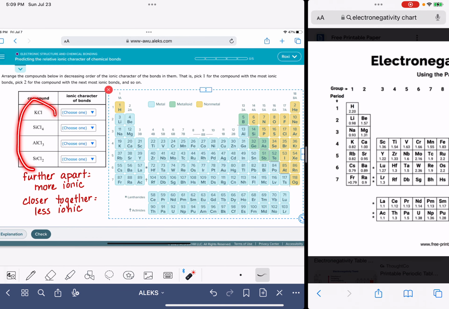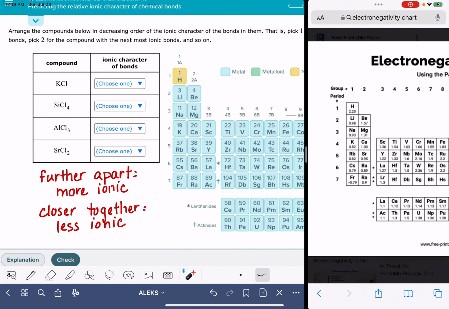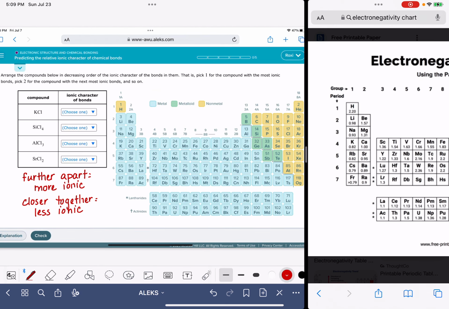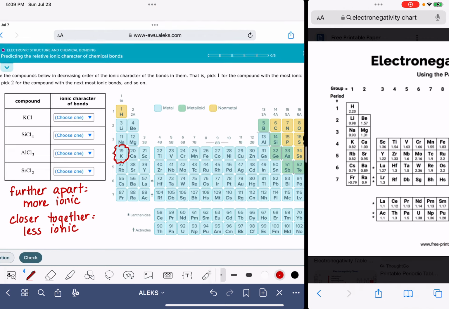And when you look at the four compounds that you're comparing, you're going to notice that all four of those compounds have one element in common. So for me, all four of my compounds have the chlorine element in common, and I am just going to highlight that chlorine element on the periodic table, located right here. And then I'm going to find the other elements in all four of these compounds. So I have potassium, Si, Al, and Sr. The potassium is right here.